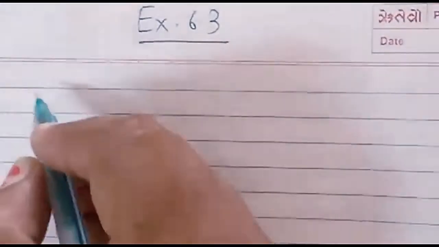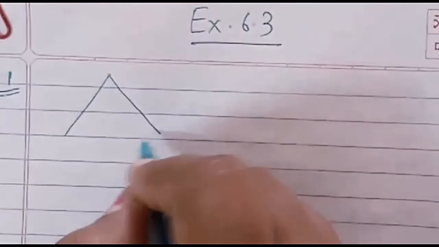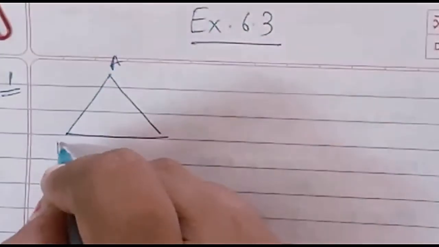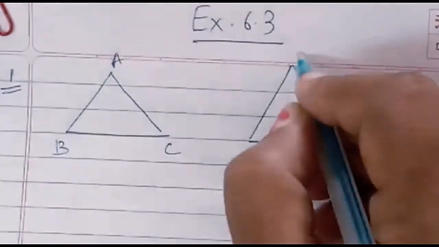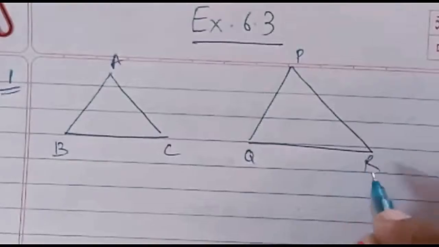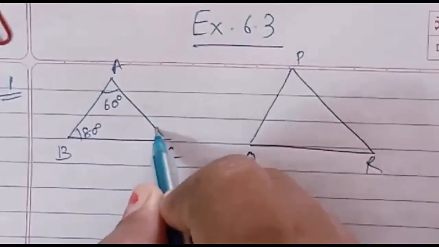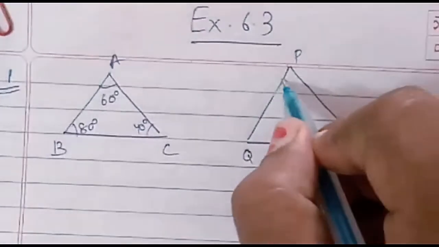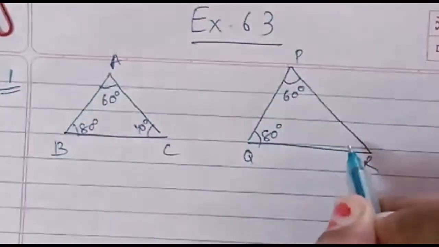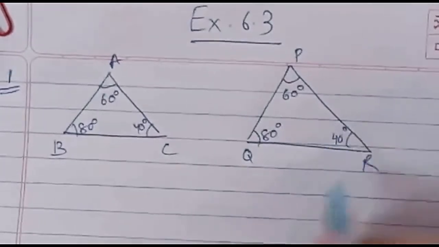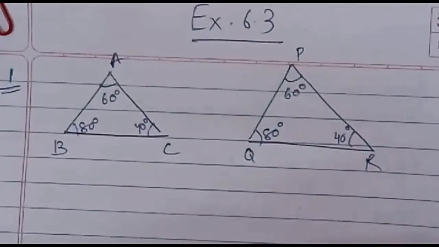So let me draw one of the example here. We have triangle ABC and triangle PQR. It is given in the question angle A is equal to 60 degree, B is 80 and C is 40. Exactly in the same way, P is 60 degree, angle Q is 80 degree, same way angle R is 40 degree. So first of all, we need to write which pair of the triangles are similar.